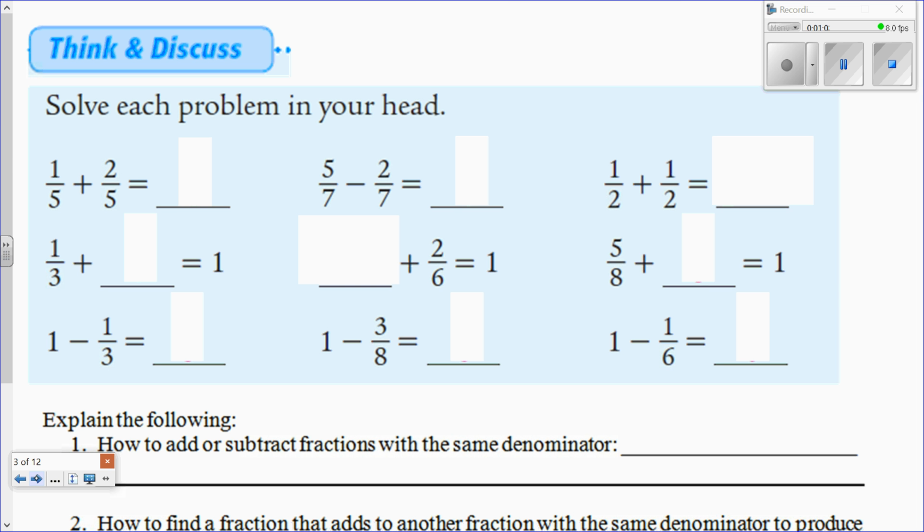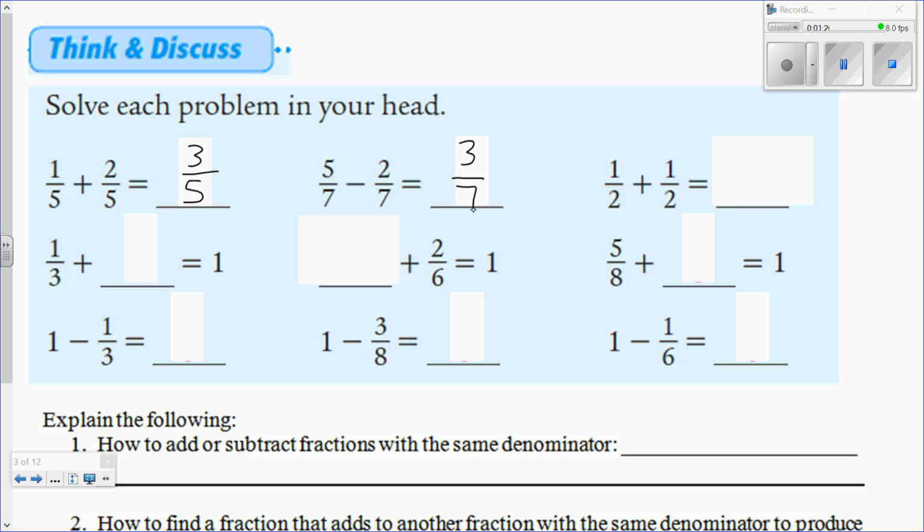So now let's look at some. 1/5 plus 2/5. Remember, we have a common denominator, so we just add the numerators and leave the denominator the same. 5/7 minus 2/7. Common denominator, subtract the numerators and leave the denominator the same.